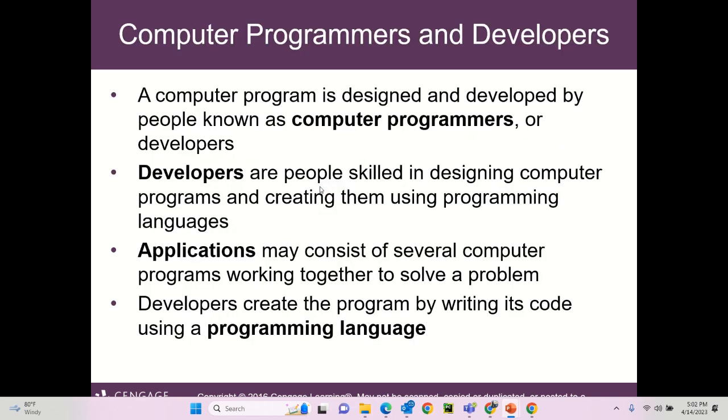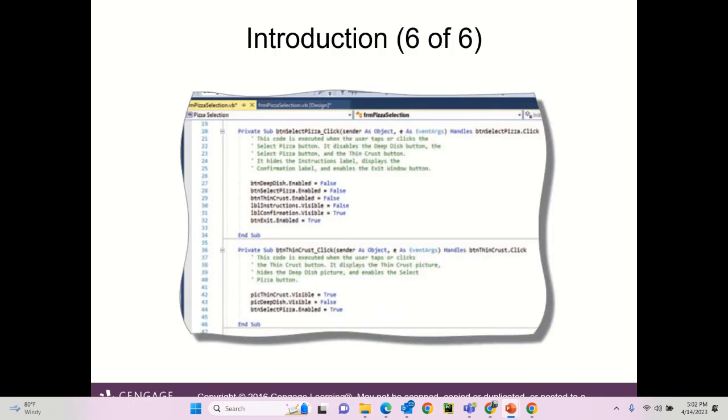Now here actually we show a layout of a Visual Studio program, event driven programming kind of. So you can see that button, select, pizza, click. So basically what it does is you click some button, and then something pops up or something is executed. As it says, the code is executed when the user taps or clicks the select pizza button.